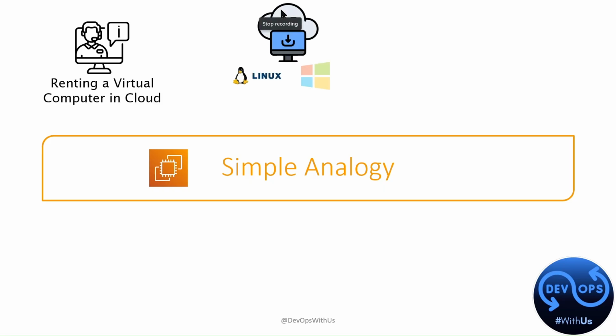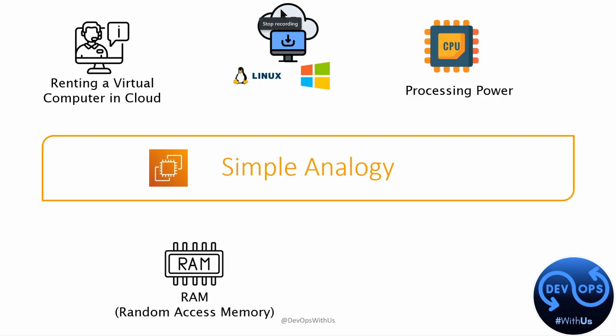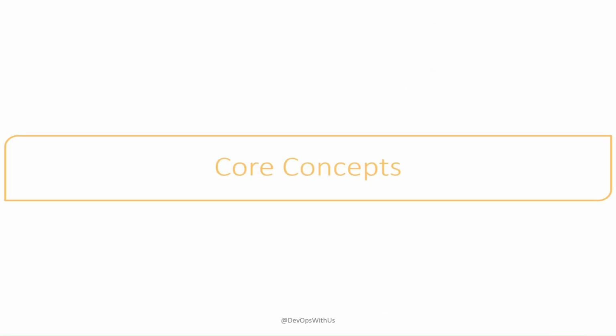I get to choose its operating system like Linux or Windows, how much processing power, meaning the CPU, it has, and how much memory and storage it needs. The elastic part means I can easily scale it up or scale it down depending on my needs. If I need more power, I can get a bigger instance. If I don't need it anymore, then I can just turn it off and stop paying for it.